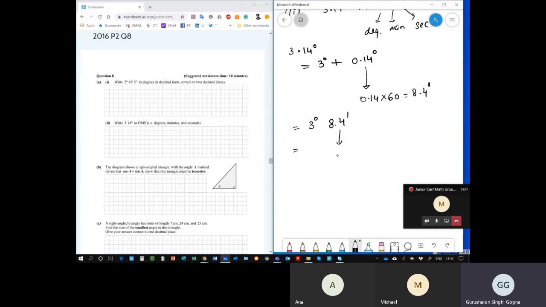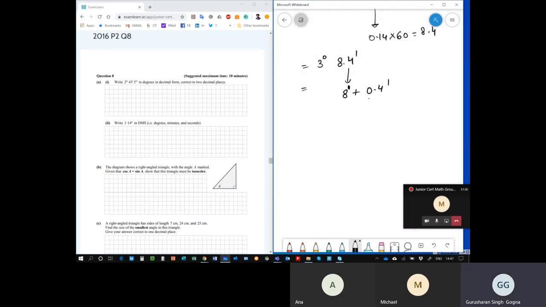So this 8.4 you split into 8 minutes plus 0.4 minutes, and this 0.4 minutes you convert into seconds. So 0.4 multiplied by 60, because you are converting into seconds. That gives 24. So 24 is your answer in seconds. So you got 3 degrees 8 minutes 24 seconds. That's the answer.